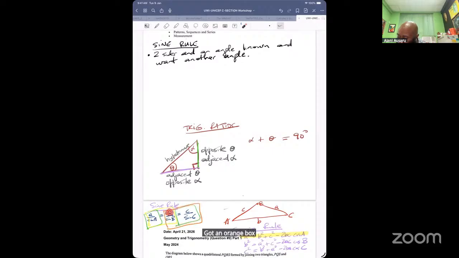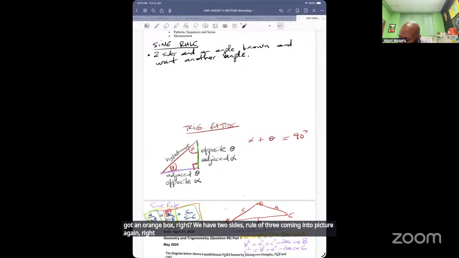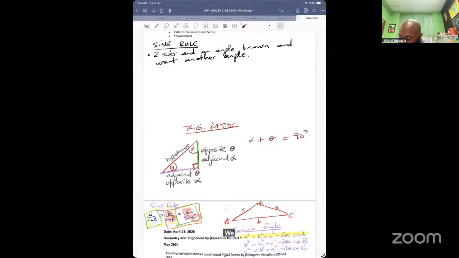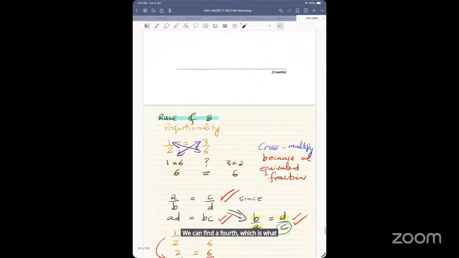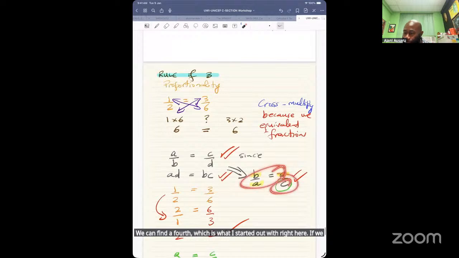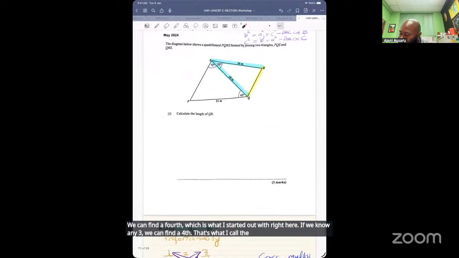We have two sides, rule of three coming into picture again, right? So we have four quantities: B, sine B, C, sine C. These are four quantities, right? Proportionality. So if we know any three of them, we can find the fourth, which is what I started out with right here. That's what I call the rule of three, correct?